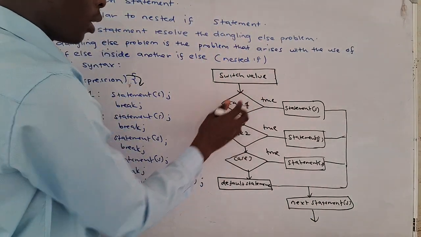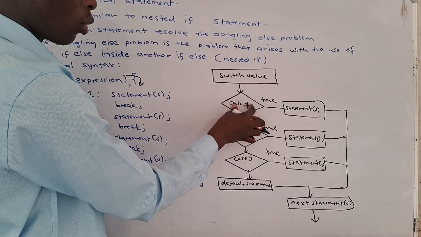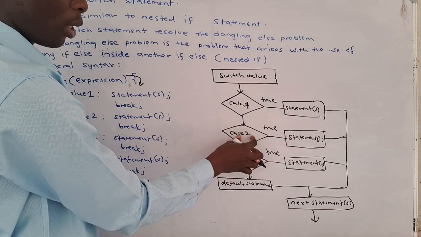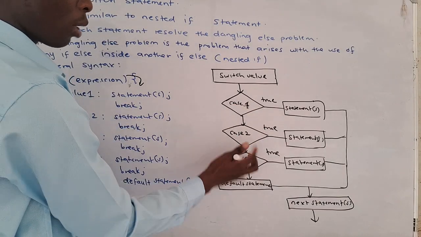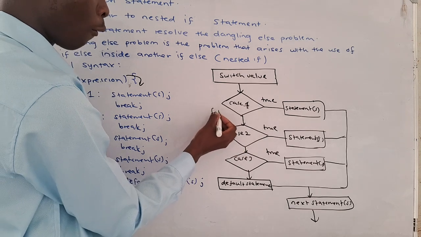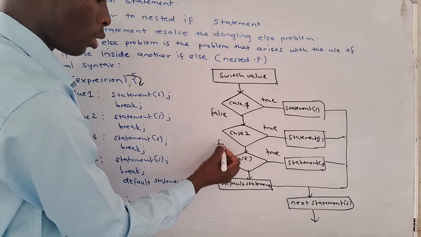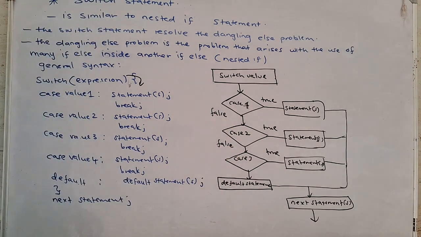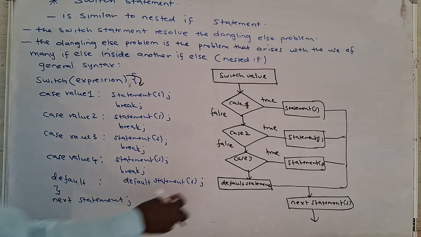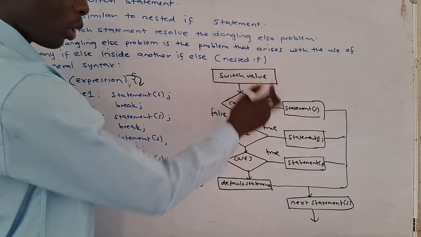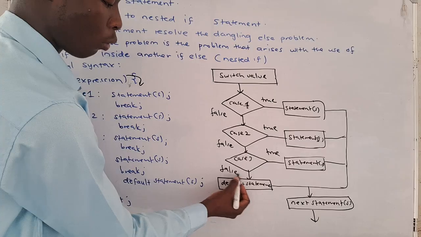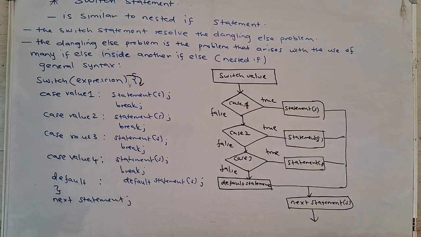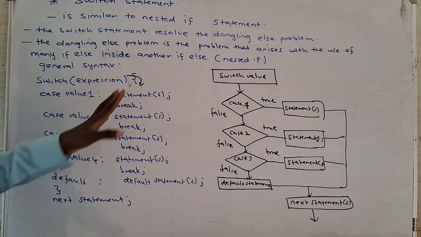If this case is not true, the next case is going to be checked. So this is the false part. Again, at the last part, if case number 3 is not matching with the switch value, this is again the false part. That's why we are having the default statement. So this is the flowchart.